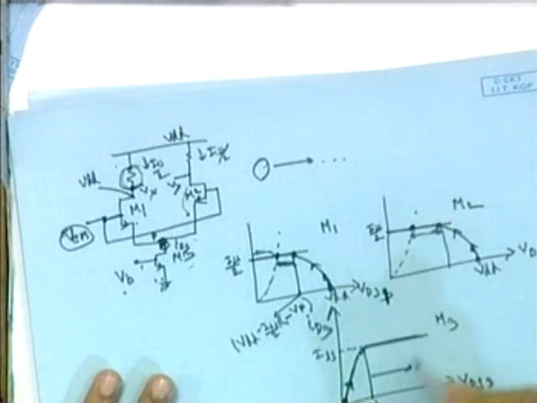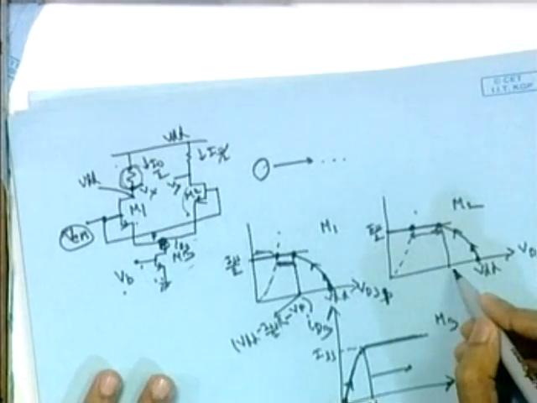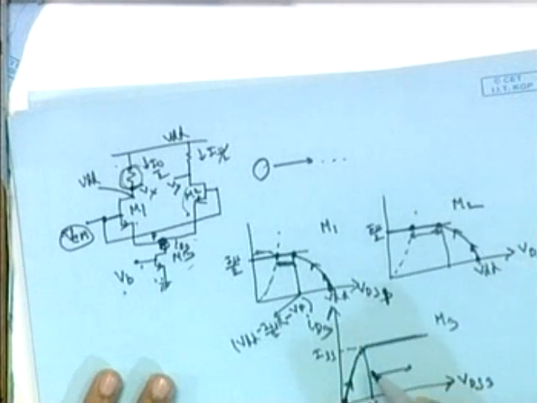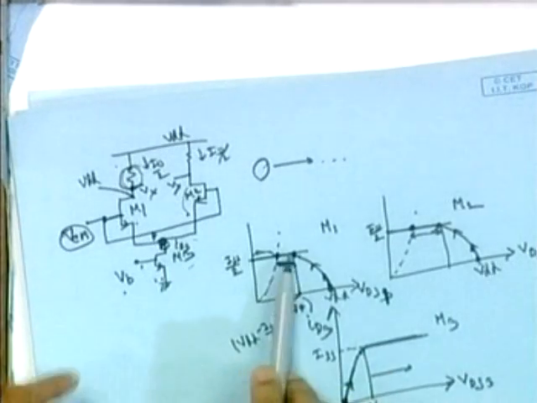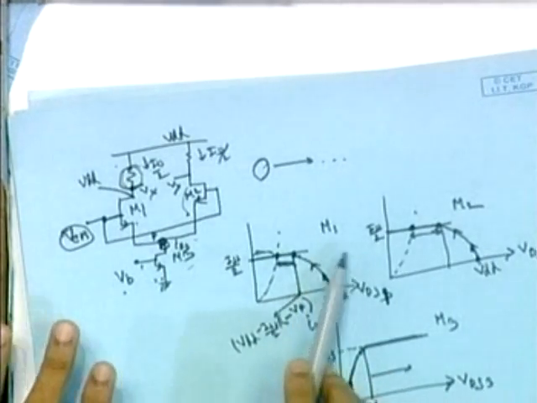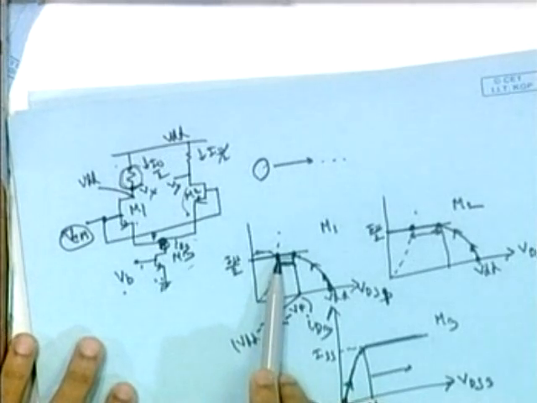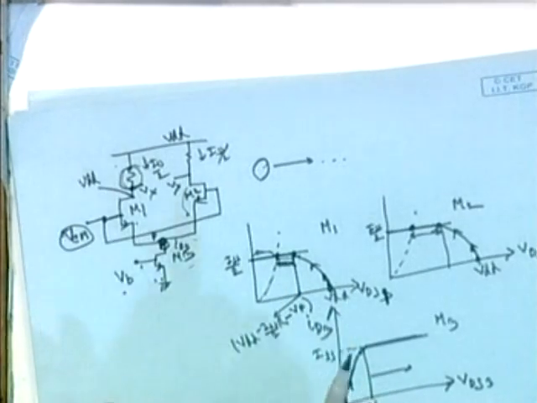The lower level is this one, for that particular input voltage for which M3 enters saturation, and the upper limit is that particular CM voltage for which M1 and M2, or any one of them, enters the triode zone. So these two determine your higher level and lower level. Okay, now consider one more thing.